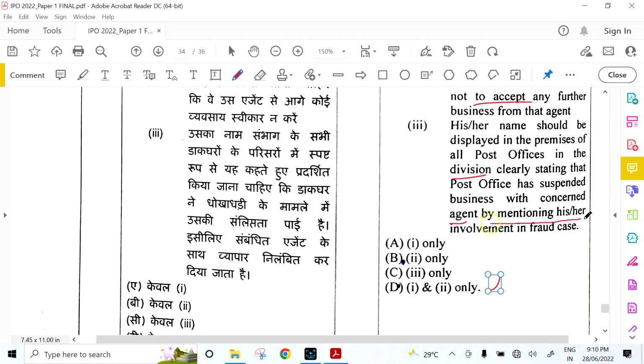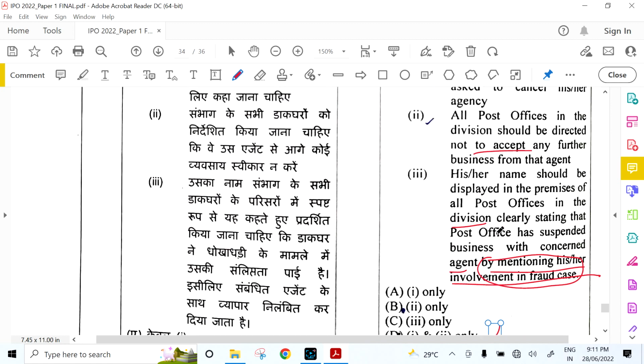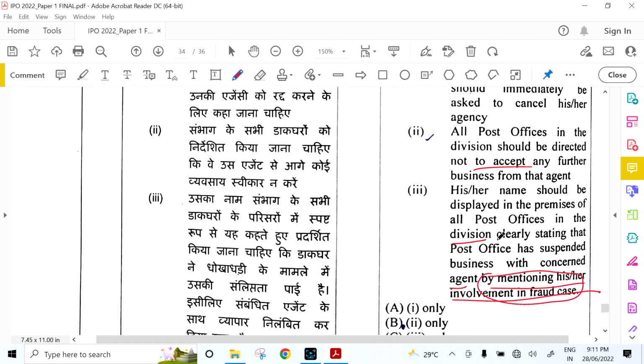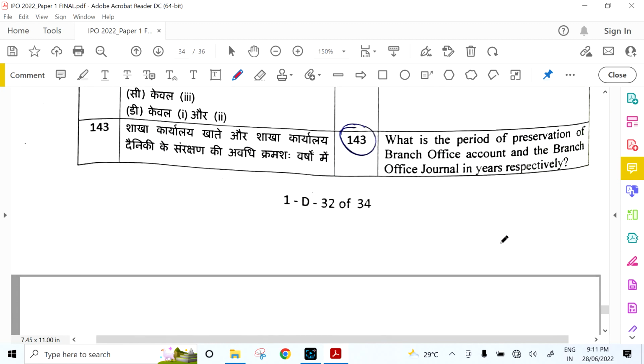But by mentioning his or her involvement in fraud case, this is wrong. We should not mention this one because it may involve litigation or legal issues will come. So that is mentioned in the rule. This is in the appendix, you will find this answer in the CBS manual.